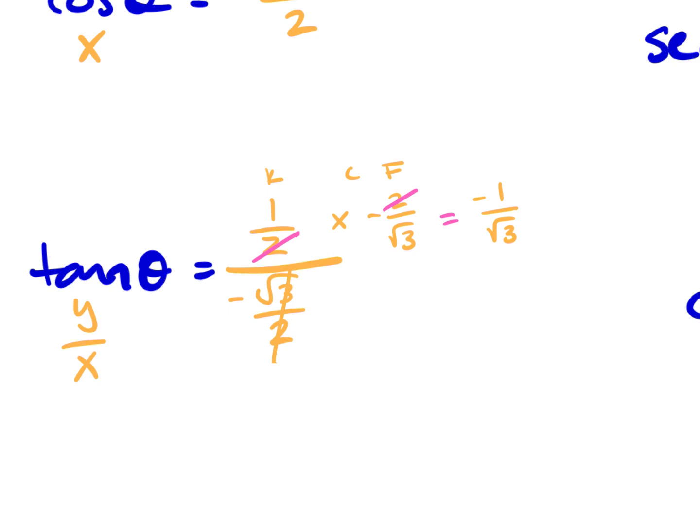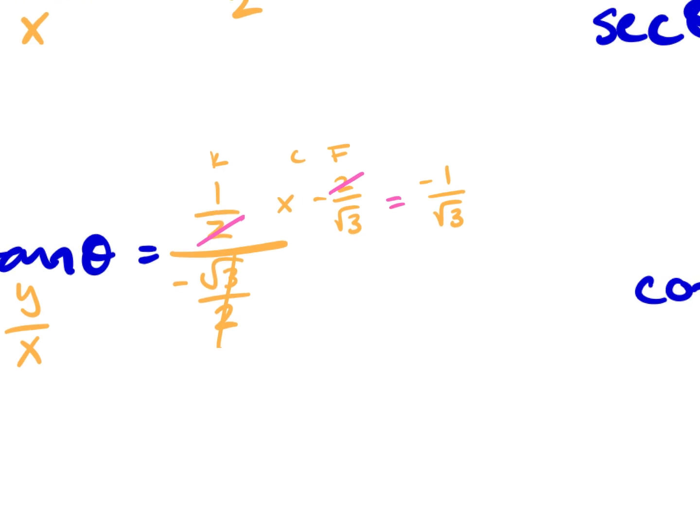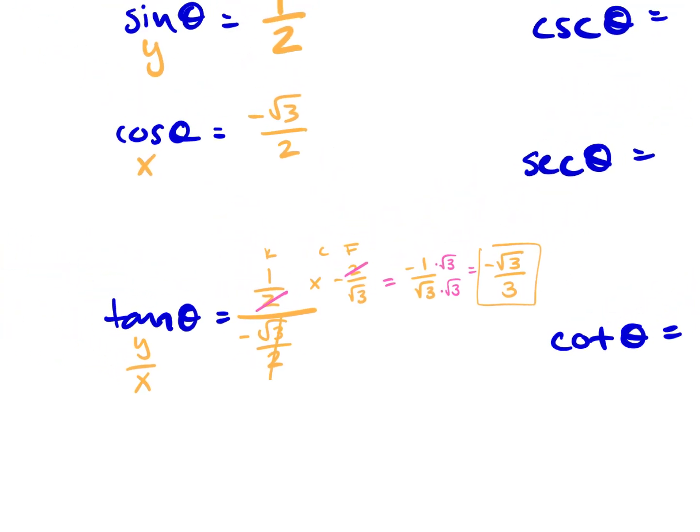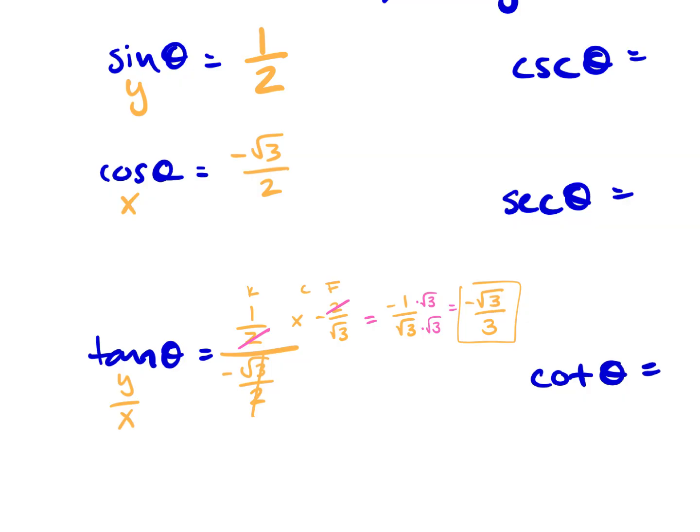Can we leave a square root in the denominator? No. What do we have to do? Multiply the top and the bottom by square root 3. We got to rationalize. So we get negative square root 3 over 3. So this would be our answer for tangent. Any questions so far?